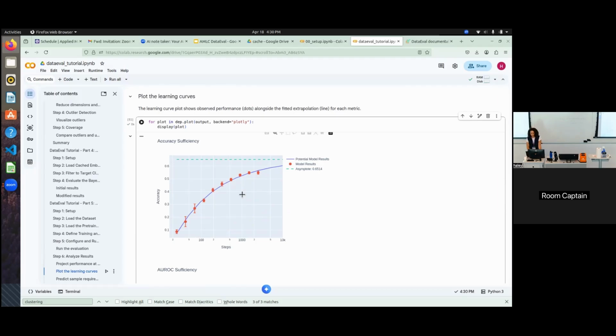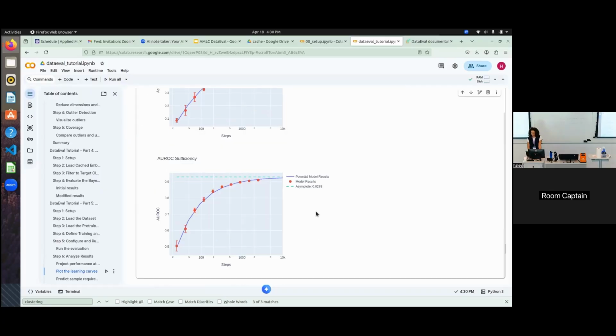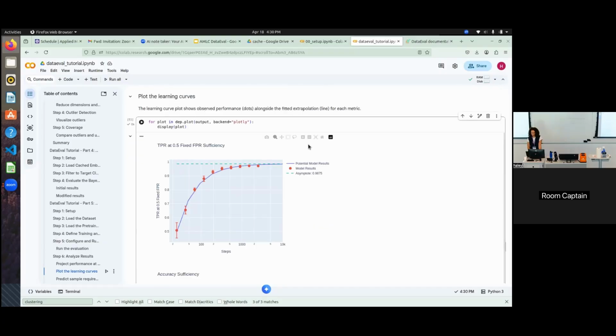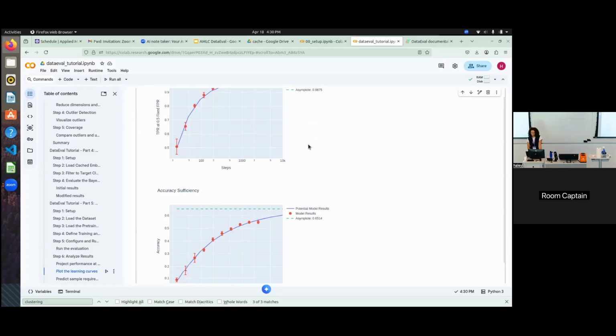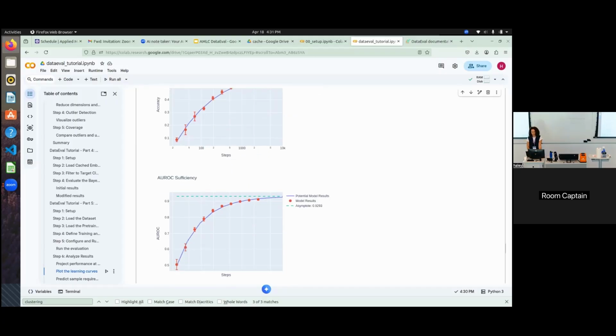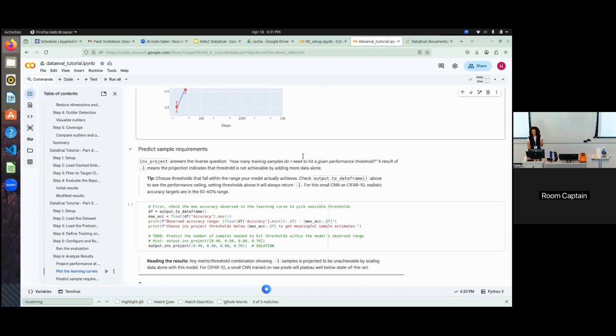If the projected maximum, especially for your area under the curve, accuracy, true positive, if that projected accuracy is tapering off around 60%, having 80,000 samples isn't necessarily going to make that much of a difference. And you can work backwards from that.